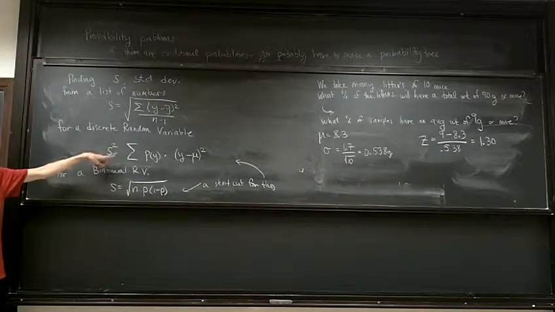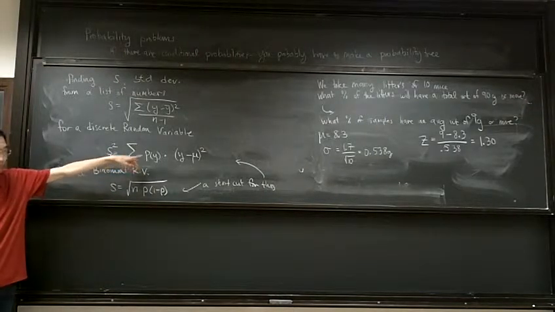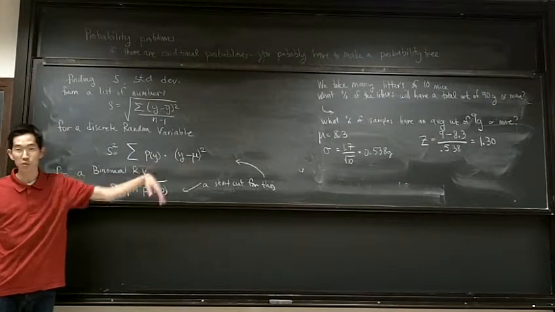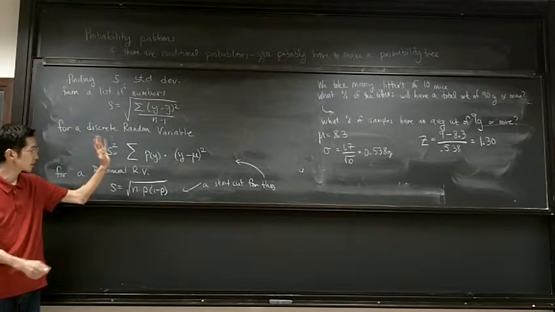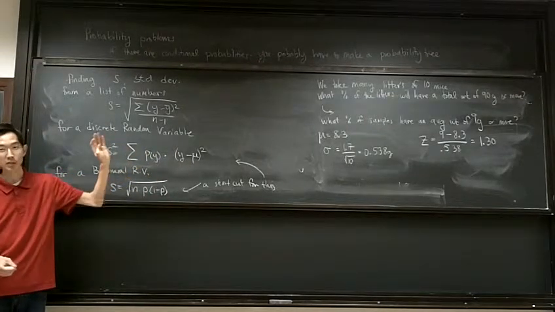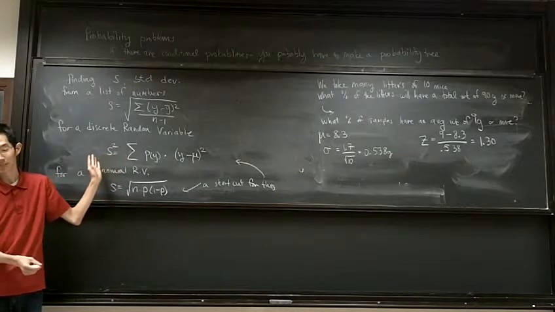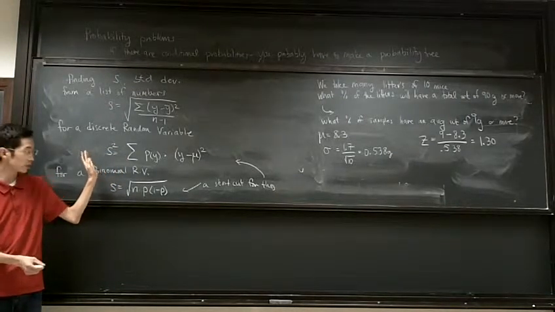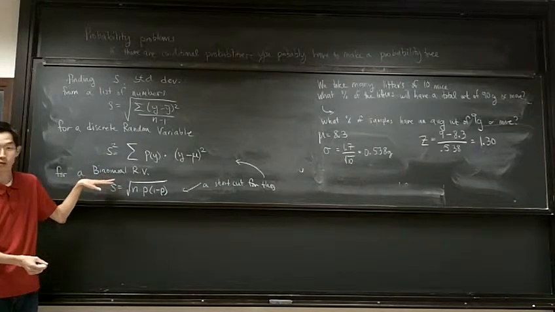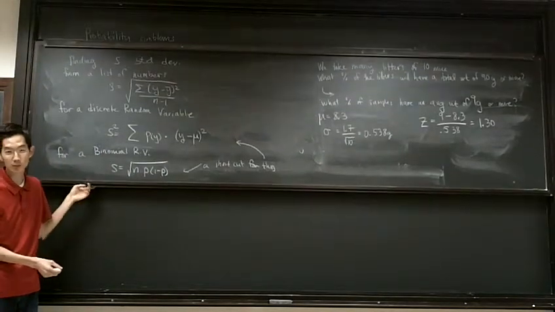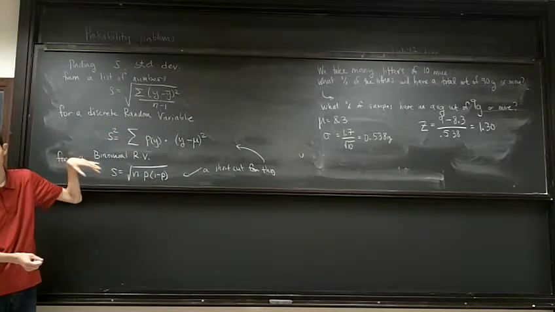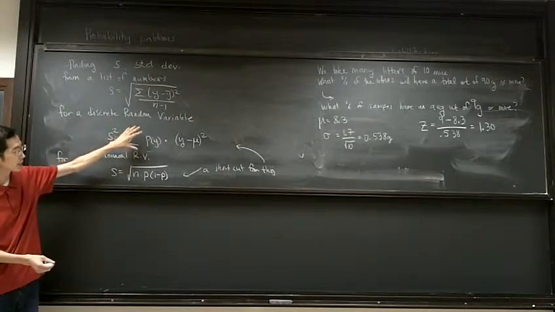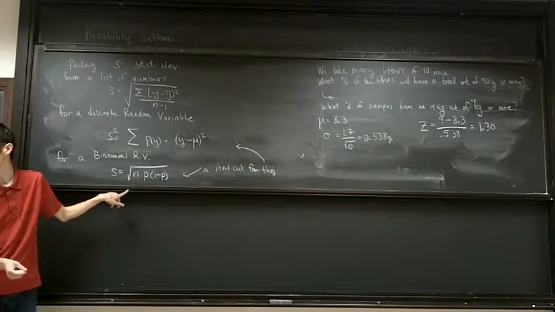For a discrete random variable, you do probability of y times, you know, y minus mu squared. And you do that for all of them. You add them up and you get the variance and you take the square root of that. You could do the same thing for a binomial random variable, because a binomial random variable is a discrete random variable. But this is rather tedious, so this is a shortcut.